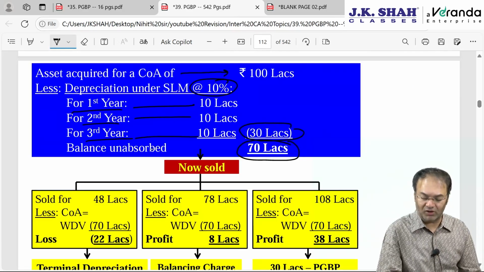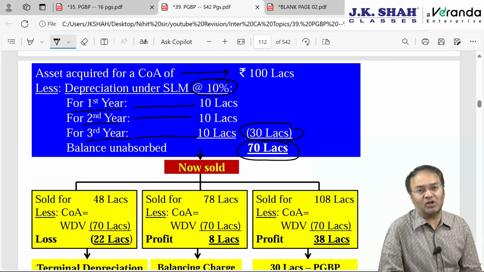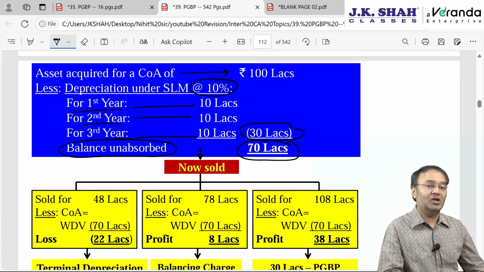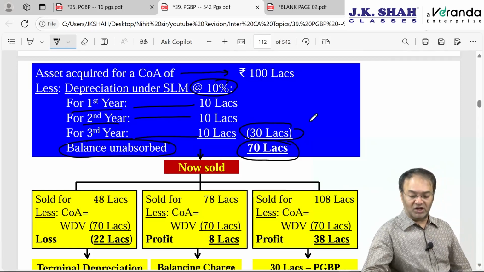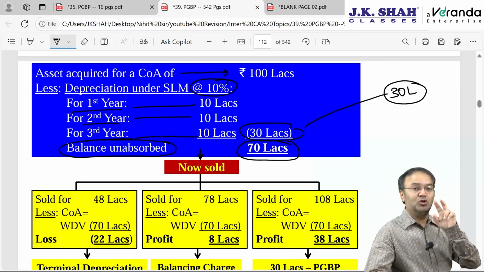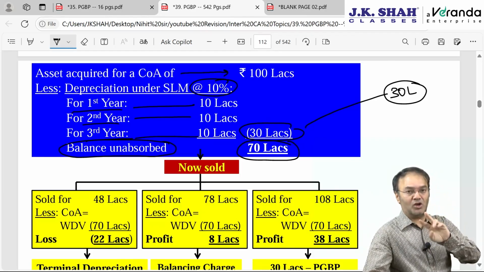We don't call it WDV. WDV is a wrong word because we are not following the WDV system. It's called balance unabsorbed, which is 70 lakh rupees. How much is already claimed? 30 lakh is already claimed as depreciation under the SLM method. Now this asset is sold. Two possibilities: sold at profit, sold at loss.